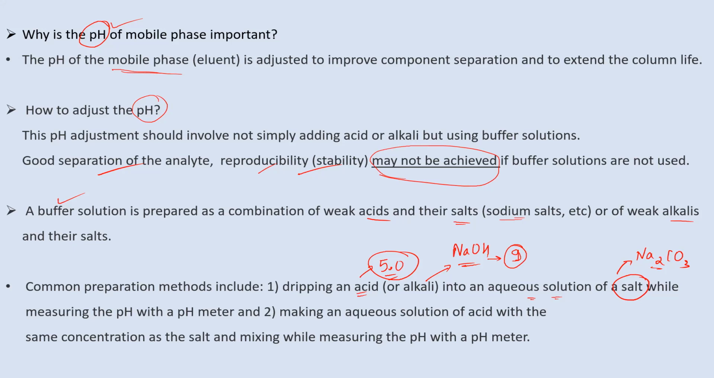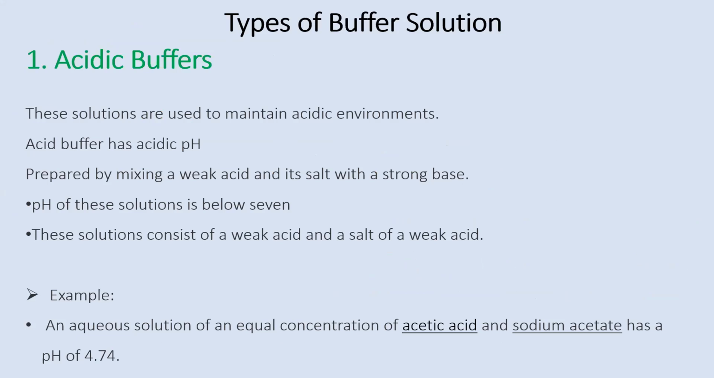So you just have to follow the table and you can make a buffer, and to confirm, you measure the pH on a pH meter, and that will tell you whether the buffer of your interest is ready or not. Now, when you talk about buffers, there are two types of buffers. The first one is the acidic buffer and the second is the basic buffer or alkaline buffer.